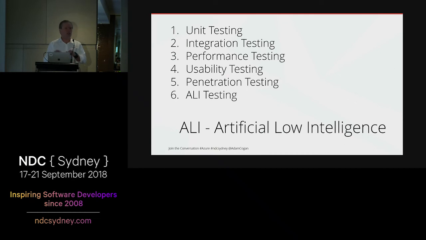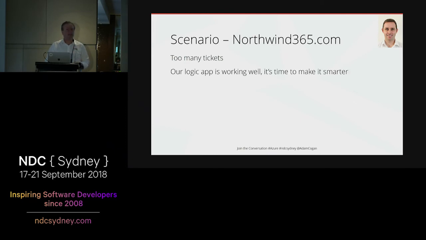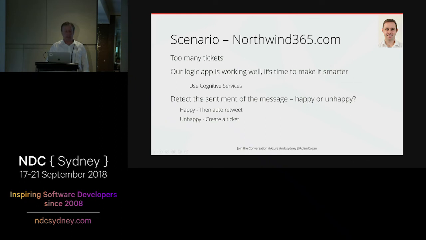Tay, the chatterbot, tweeted, I'm just going offline for some maintenance. Within 24 hours, she never came back. So anyway, Jason is getting flooded. There are too many tickets. Our logic app is working really well, but we've got to make it smarter. Almost everyone's happy with our service. It's only the odd customer here and there that says it's terrible. So we can detect the sentiment, and if it's highly happy and they love us, let's retweet it. If it's really unhappy, let's create a ticket in Zendesk, because one department looks after happy stuff, that's marketing, and one department looks after angry people, and that's IT. So we'll get these tweets to the right department. 90% of our customers are happy, so we're going to take a lot of tickets out of that Zendesk system.